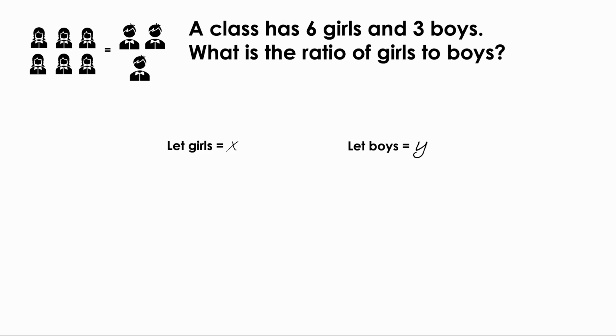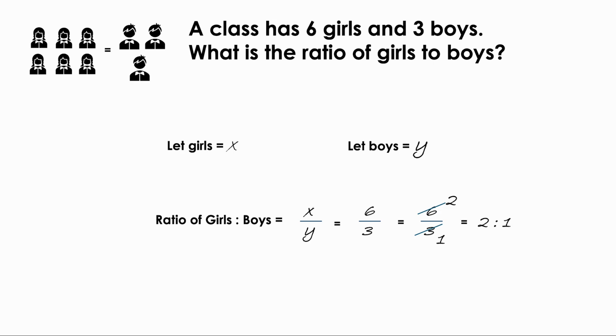So what is the ratio of girls to boys? Let's say girls is X, boys is Y. So we learned that the ratio can be identified as girls is to boys is X by Y, which is 6 by 3, because there are 6 girls and 3 boys, which can be reduced, and the answer is 2 is to 1, which means girls are twice that of boys.